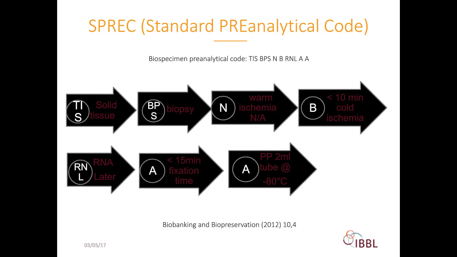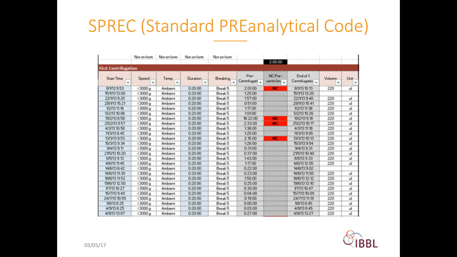It can be used for internal quality control purposes, as can be seen on this slide, where an automatic Excel tool, a SPREC calculator, has been configured to highlight in red non-conformities in sample processing methods. For example, here when the pre-centrifugation delay for blood has exceeded the predefined acceptance limits. This can be applied to prospectively collected samples.